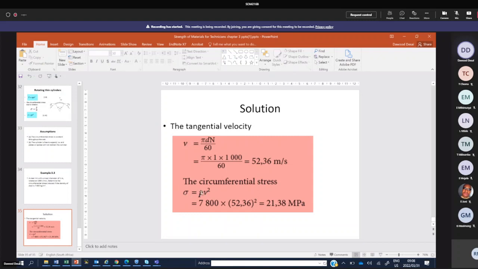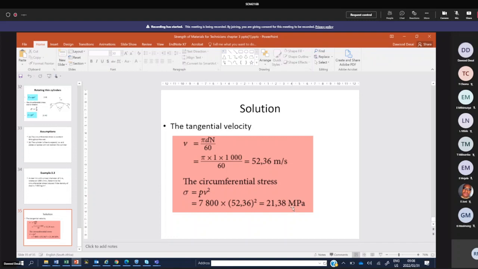That's the first thing I write down. Have I got rho? Yes. Have I got v? No. So what is the tangential velocity? Remember, the rotation is given in the question. So you convert the RPM to meters per second, using pi d n upon 60. There's the formula, in meters per second. Push that into there. Square. Watch out for the square here, guys.